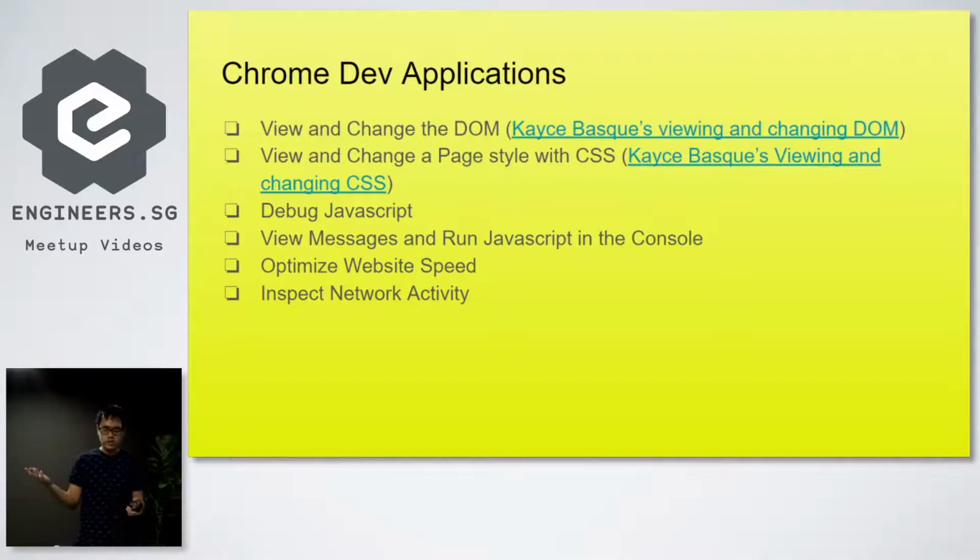We can view messages and also run JavaScript in the console. We can optimize the website's speed. We can change our code so that our website loads faster. And we can also inspect the network activity of the website.